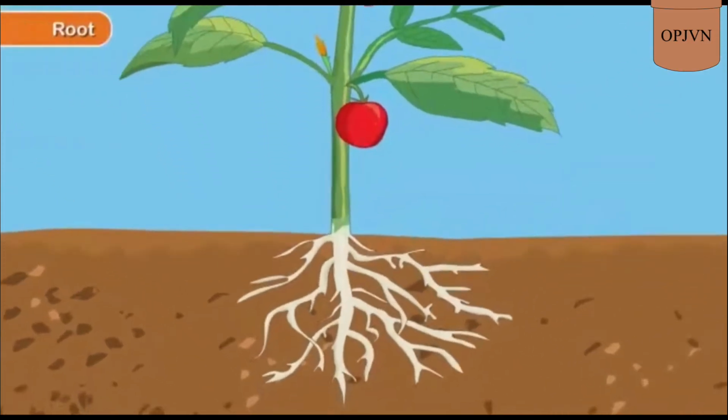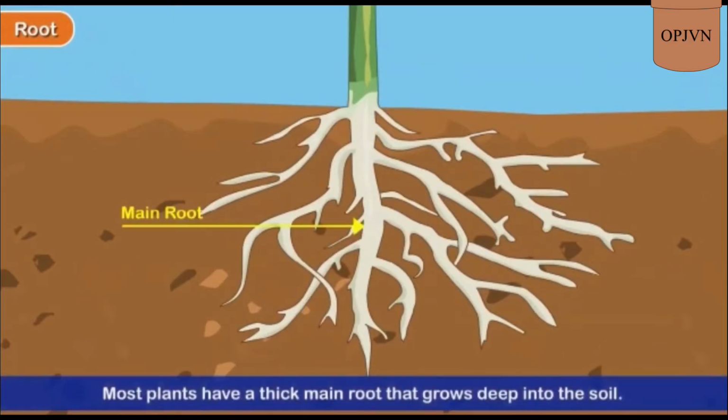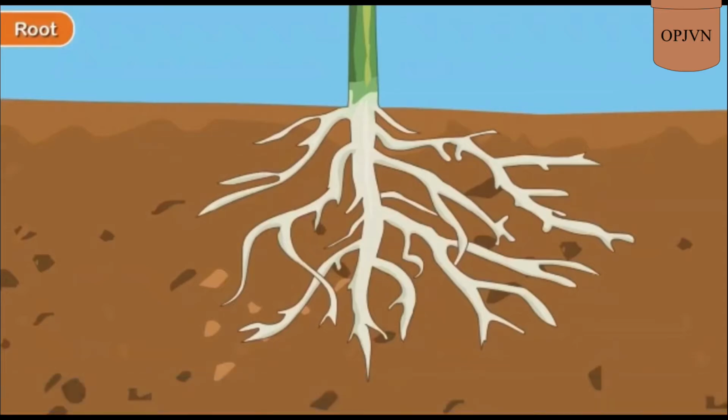Root. The part of a plant that grows inside the soil is called the root. Most plants have a thick main root that grows deep into the soil. The main root has thinner side roots called rootlets that grow from it. This type of root is called a taproot.